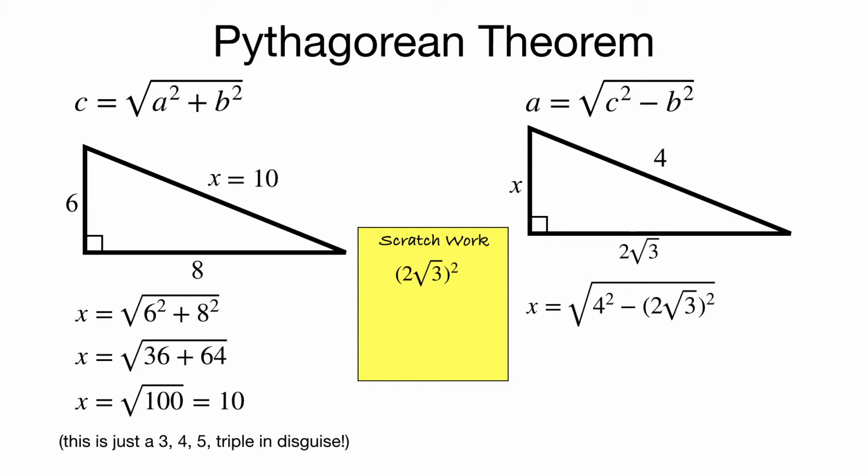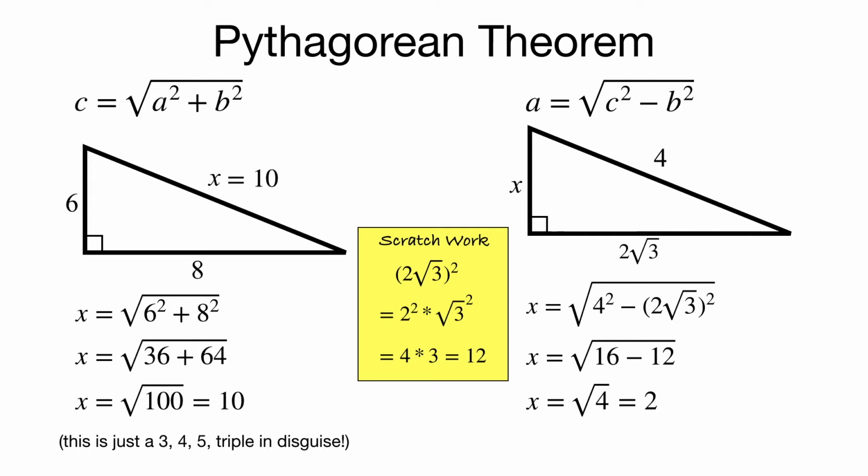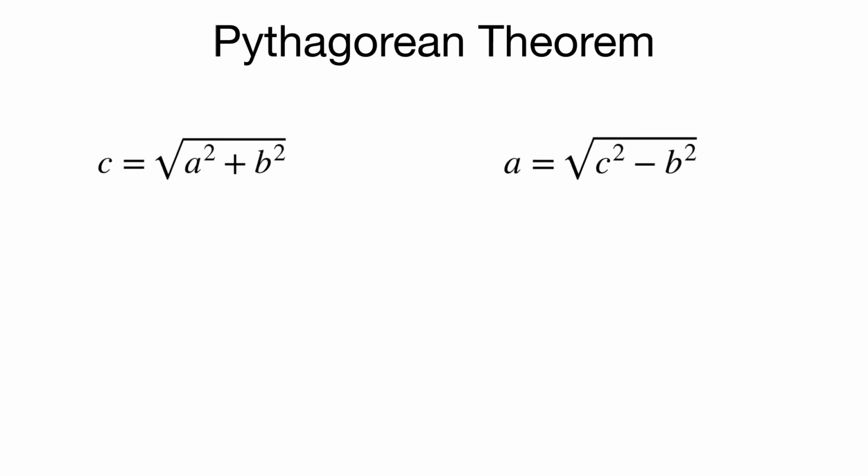Now the square of a product is actually the same as the product of the squares. So you take 2 squared times square root 3 squared, which is 4 times 3, which gives me 12. So now I can plug in x equals the square root of 16 minus 12, which gives me the square root of 4, which is 2. So the value of that leg I don't know is 2.